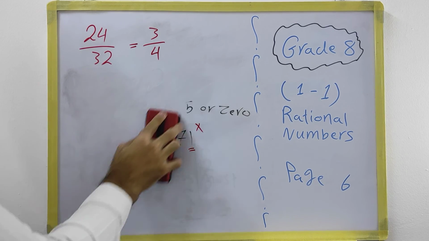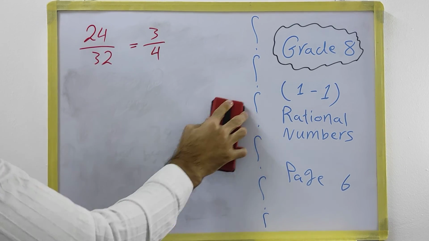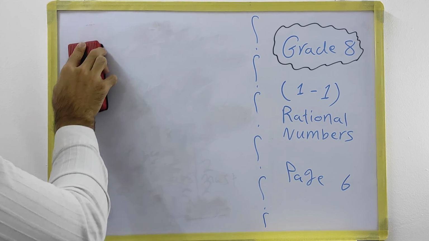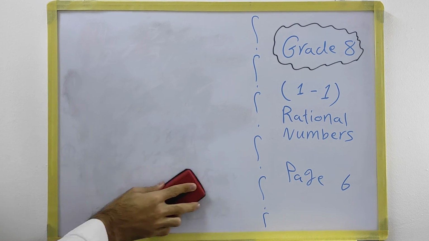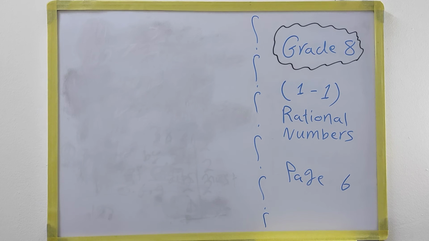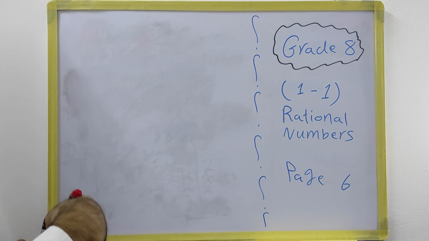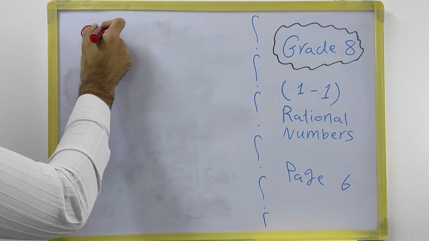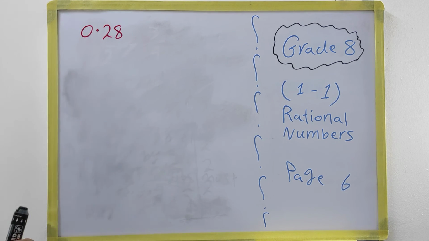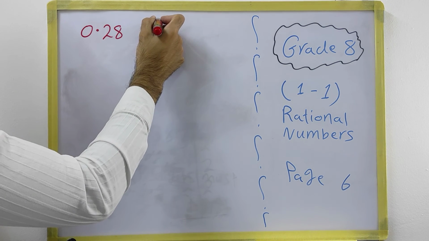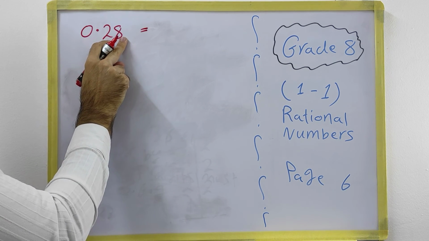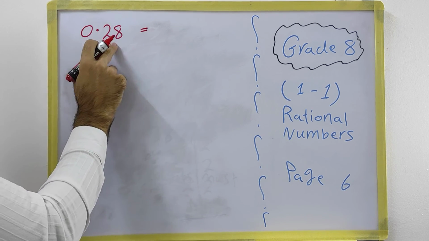And the last thing that you need to know is if we have a decimal, how we can change it into fraction form and simplify. Let's say 0.28. Just as an example, let's take 0.28. How can we change it into fraction form? How many numbers do we have? 2 numbers after the point.